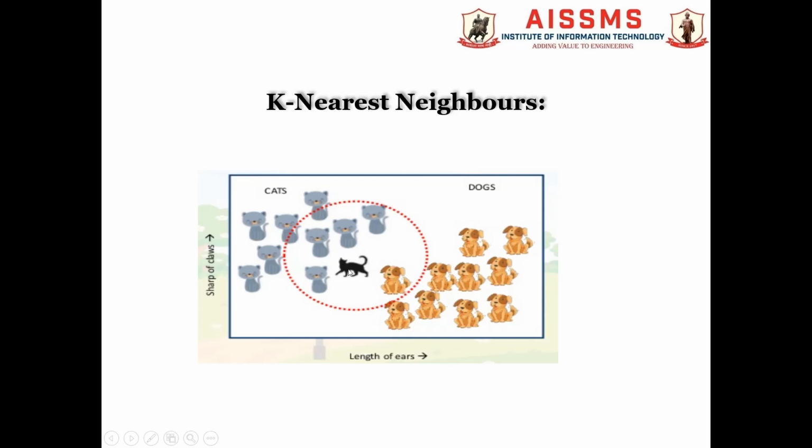And now in this case we can observe that the distance is less for these cat images, and there are 4 cat images with which the distance is less. That's why this black image will be considered as a cat image category.